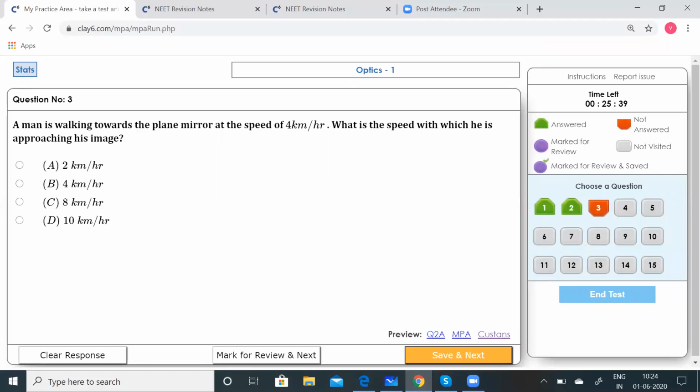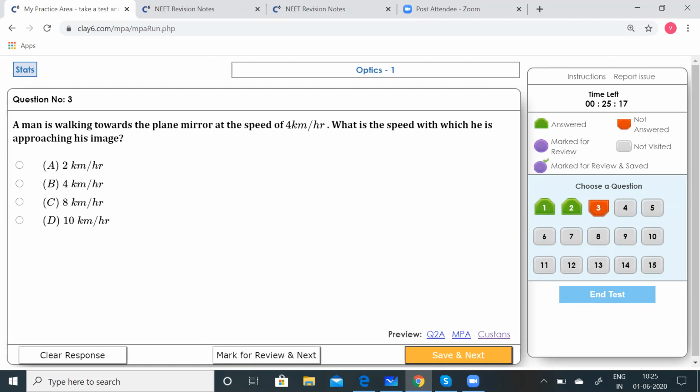He is walking towards a mirror at the speed of 4 kilometers per hour. What is the speed with which he is approaching the mirror? So the man is moving towards a plane mirror at a speed of 4 kilometers per hour. So his image will also move at the same speed, 4 kilometers per hour. But it will be in the negative direction because it's now going to be a virtual image.